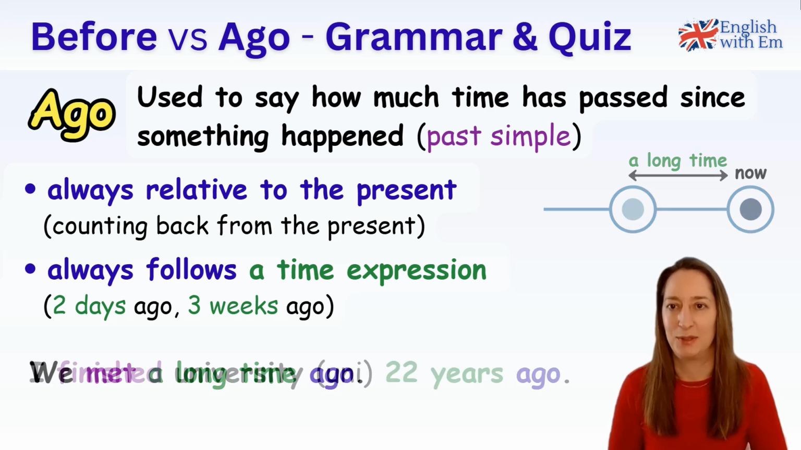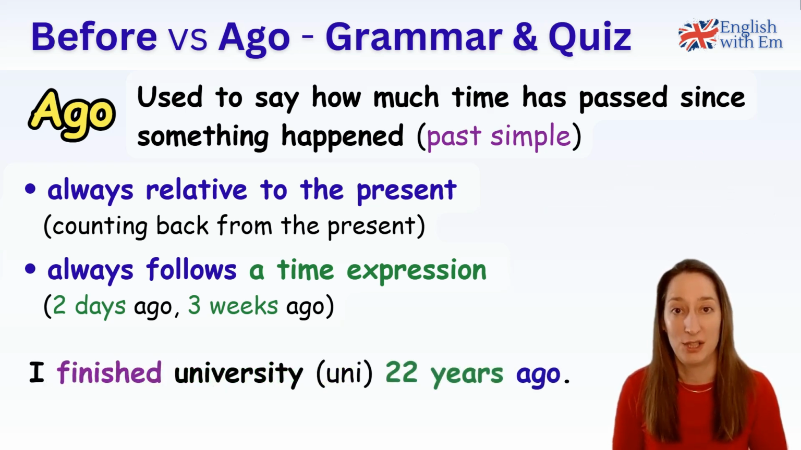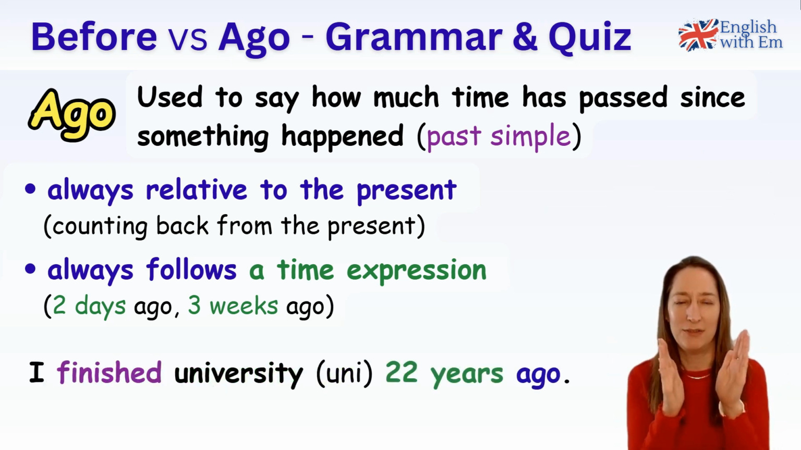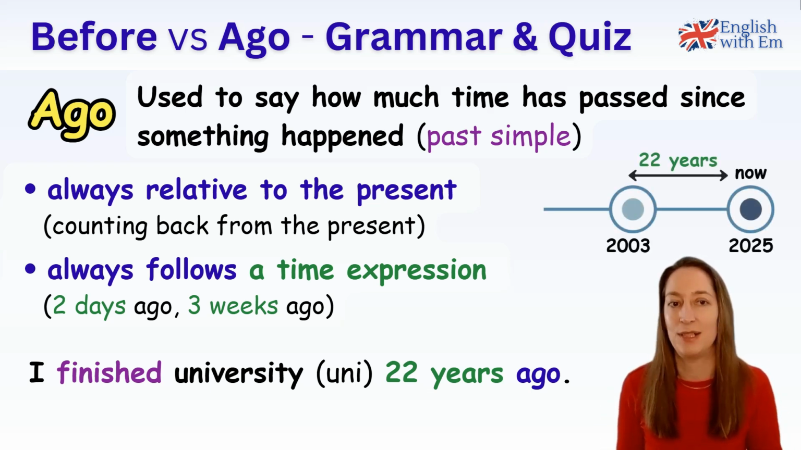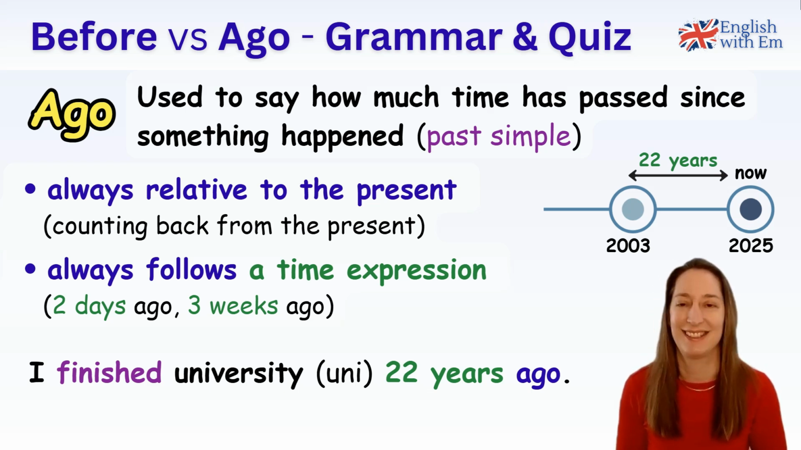One more example. I finished university, or uni for short, 22 years ago. So now is 2025, and if we count back by a period of 22 years, then we get to 2003, which is when I finished university.